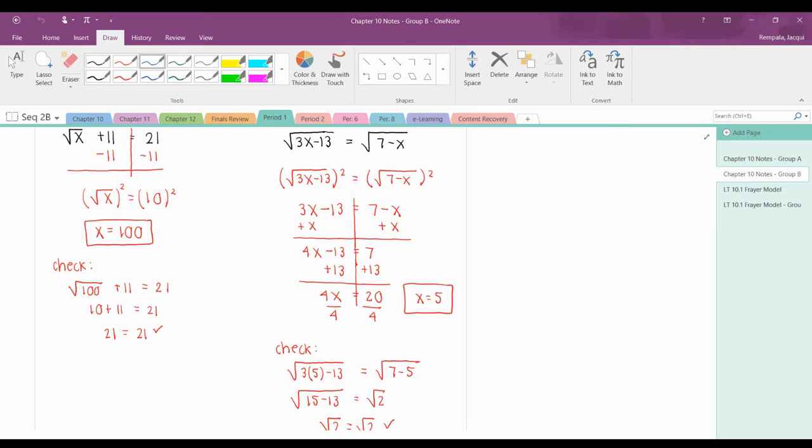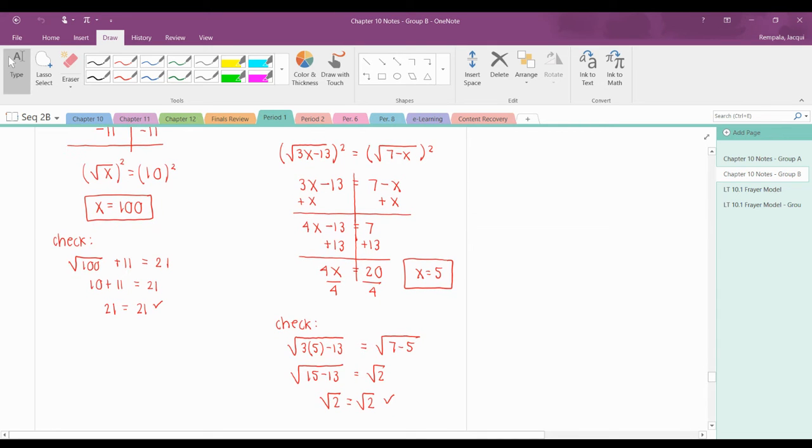In the second example, I had to square both sides. So that just left me with what was underneath the radicals. I then added the x, added the 13, divided by 4, and my potential answer was 5. So notice that I substituted 5 into both sides of the original problem. I ended up getting the square root of 2 on both sides, which is why we have our final answer, x does equal 5.